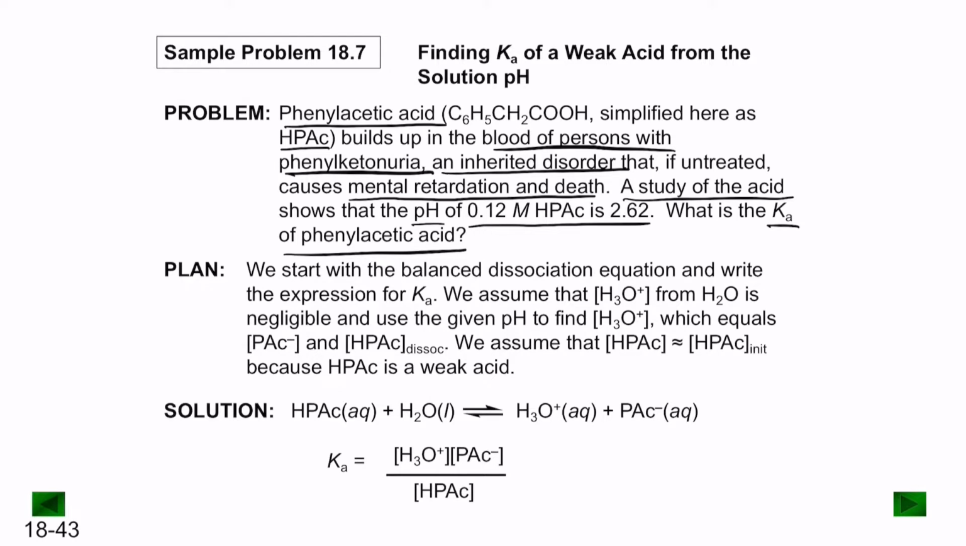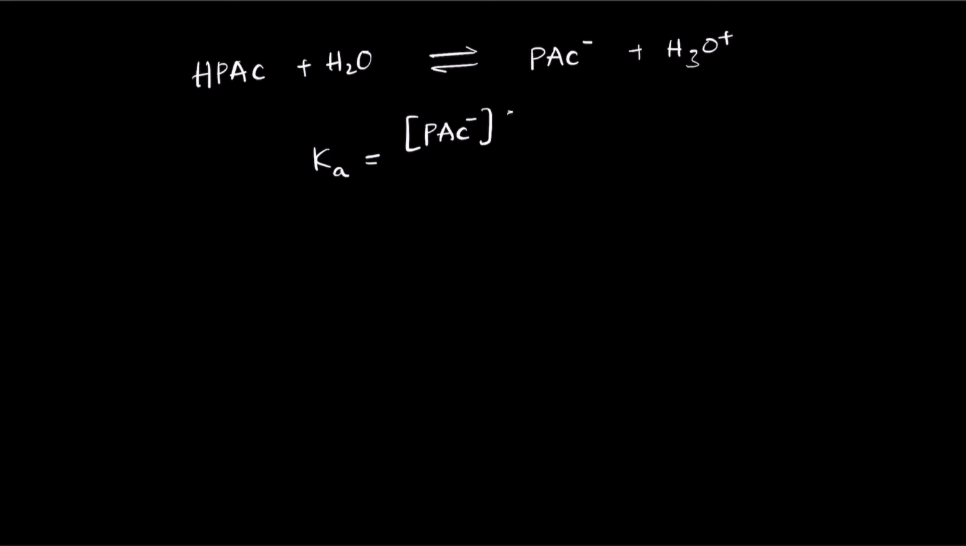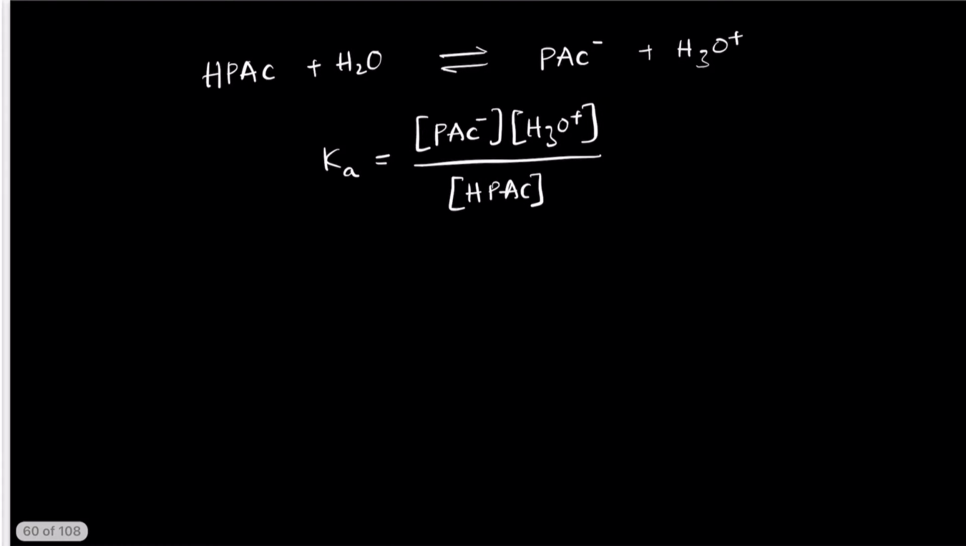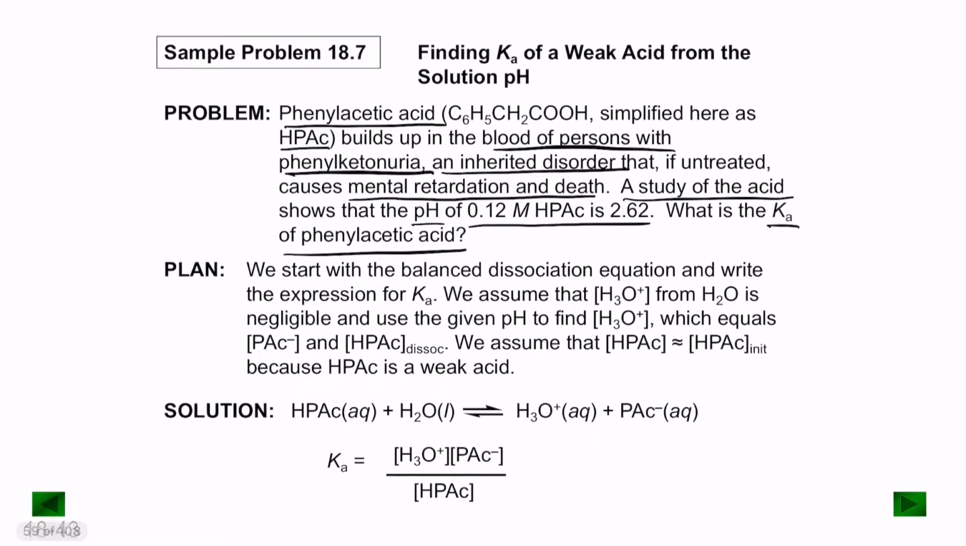So first things first, let's write down the equation. So we are talking about HPAC plus H2O. Under dissociation this creates PAC minus plus H3O plus. So let's write down the expression for Ka. We know that Ka removes the H2O value. So it's the concentration of PAC minus times H3O plus over the concentration of HPAC. So that's the equation for Ka.